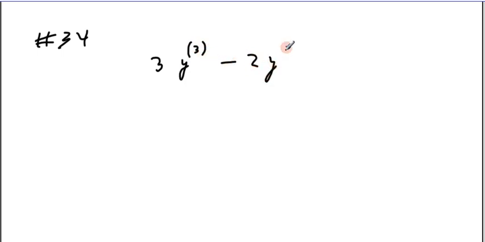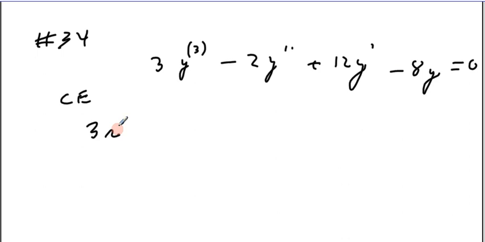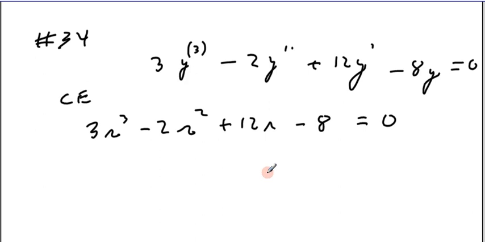Number 34. We have 3 times the third derivative of y minus 2 times the second derivative of y plus 12 times the first derivative of y minus 8y is equal to 0. We have a characteristic equation: 3r cubed minus 2r squared plus 12r minus 8 is 0. Isn't that nice? So, what are we going to do about that? Well, seeing that this is a third order equation, we'll just put it in our calculator and have it tell us what the roots are.